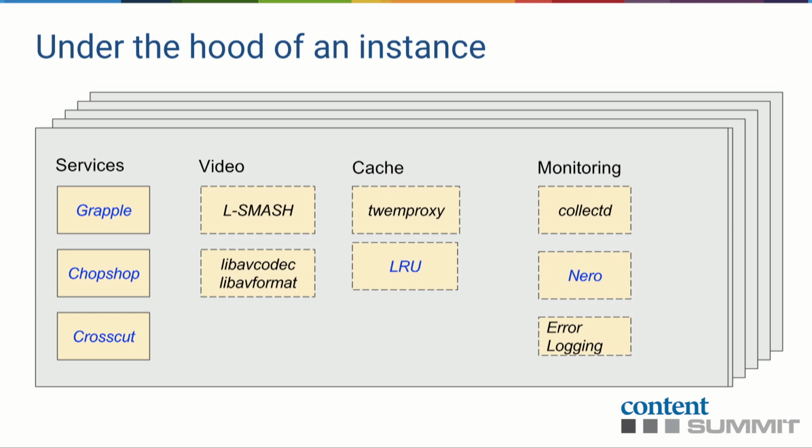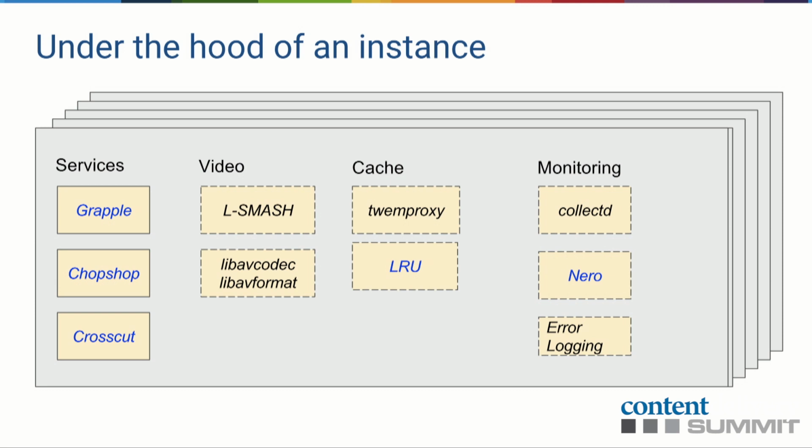So this is how the Google VM instance looks like. It has Grapple for segmentation, for the manifest generation, ChopShop for segmenting, and Crosscut for subtitle management. And we use these two main video libraries. These are the FFmpeg libraries, libavcodec and libavformat, which is pretty much standard across the industry. Pretty much everyone uses it from Netflix to YouTube. We use L-SMASH for MP4 parsing, and we use libavformat for transmuxing.